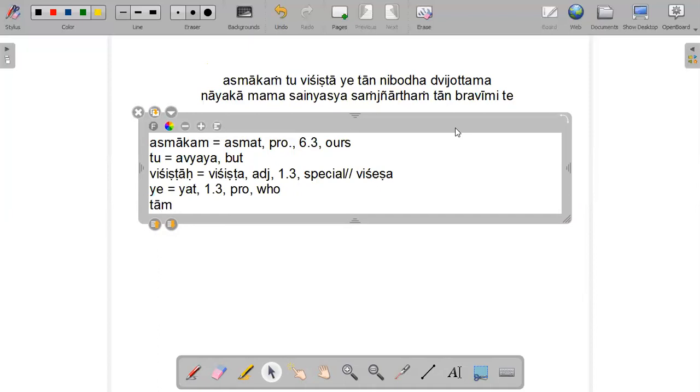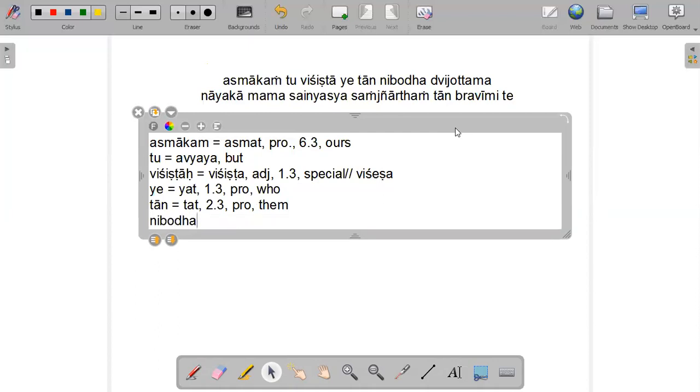Then we have the word tan. Okay, what is the root word here? Tat. Which case? This is like Krishna. 2.3. Yes, 2.3. Good. And what is it? Verb, noun, and what else? Pronoun. Yes, pronoun. And what does it mean? Them. Yes, them.